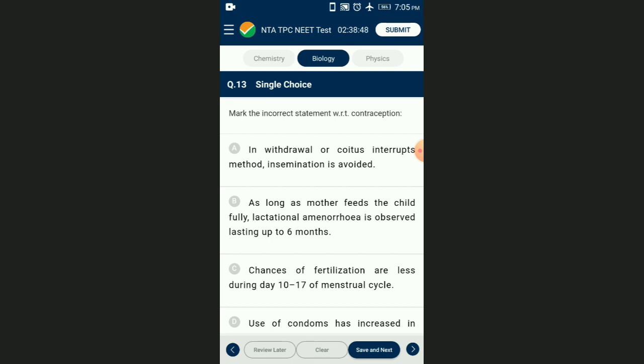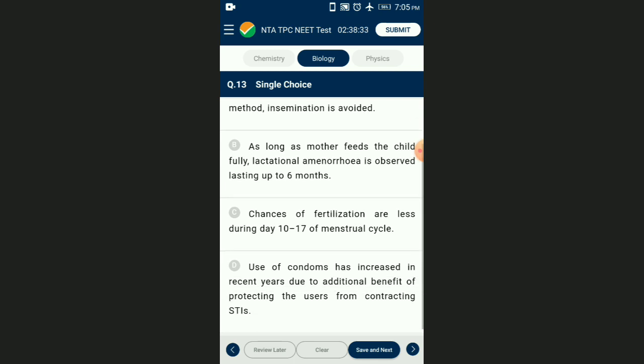It lasts only up to 6 months after parturition. Condoms also protect the user from sexually transmitted diseases apart from preventing unwanted pregnancy, for example, Nirodh. So the answer for this question is option C. So that is incorrect about contraception. Chances of fertilization are less during the 10 to 17 days of the menstrual cycle.